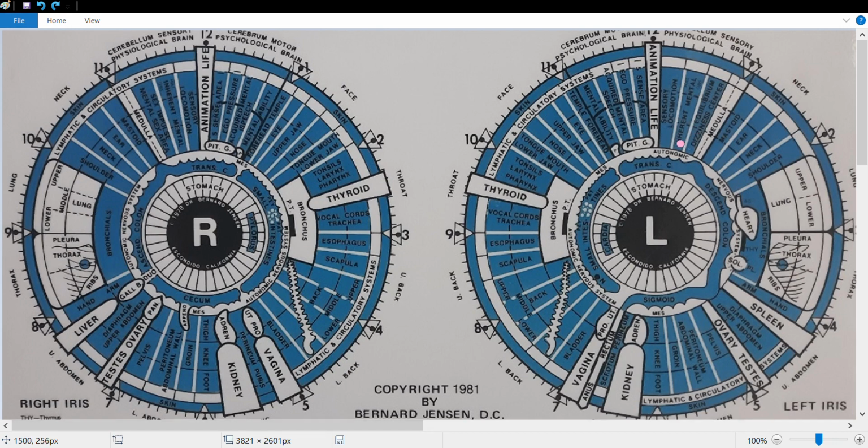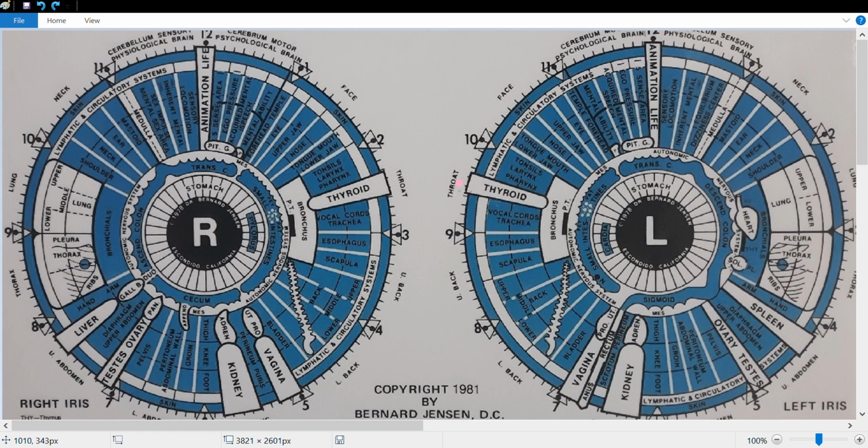He also does, like you can see the pituitary gland right here and the pineal gland right here. So he does include those two glands. And then he also, like animation life is the very center of the brain centers, and that has its own qualities. Okay, so let's see what else we see.